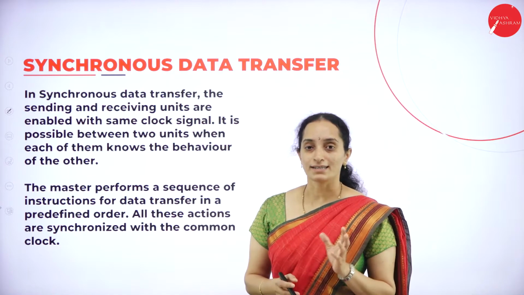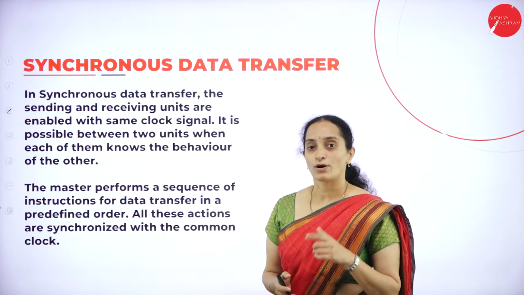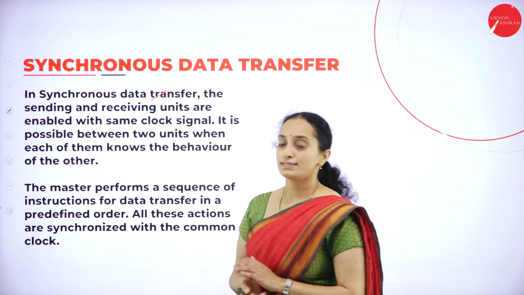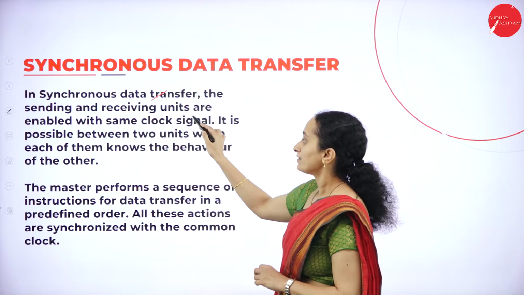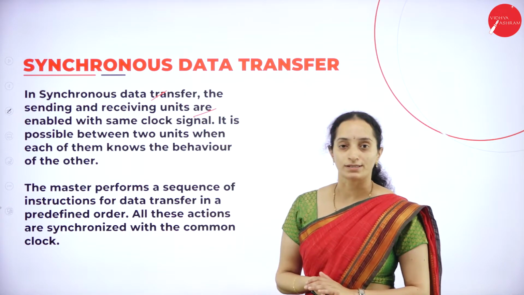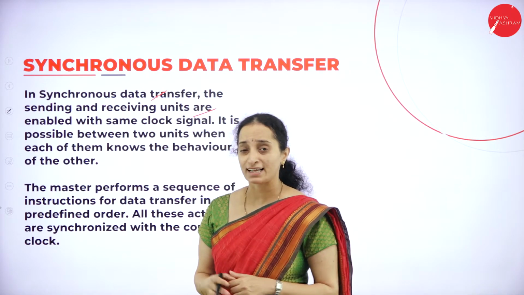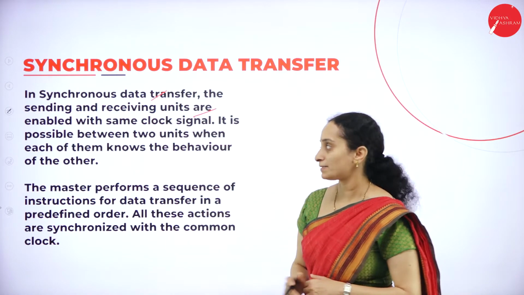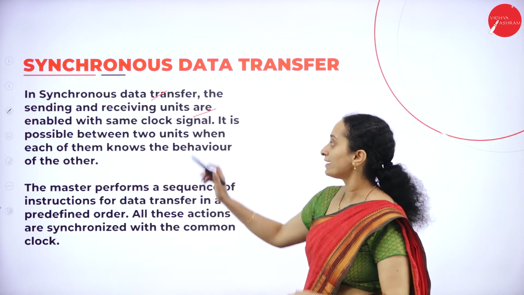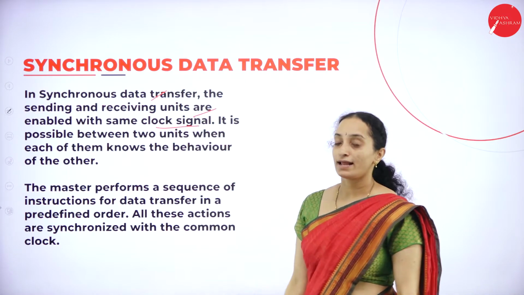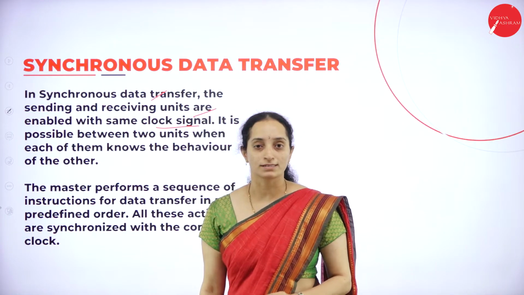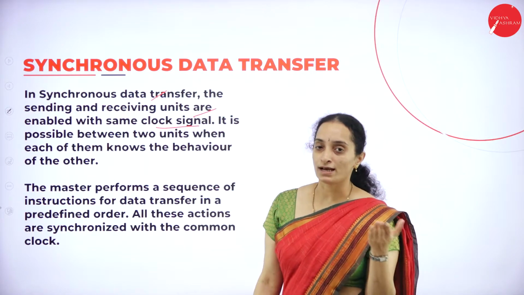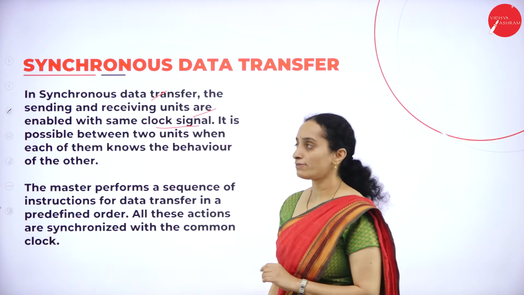How can we set and reset the devices or interfaces? Let's check with this. The first thing is, in a synchronous data transfer, the sending and receiving unit will have a sender as well as a receiver to transfer the data, isn't it? So we'll have a sending and receiving unit that are enabled with a single clock signal. There will be a single clock signal which enables both the sender and the receiving component.